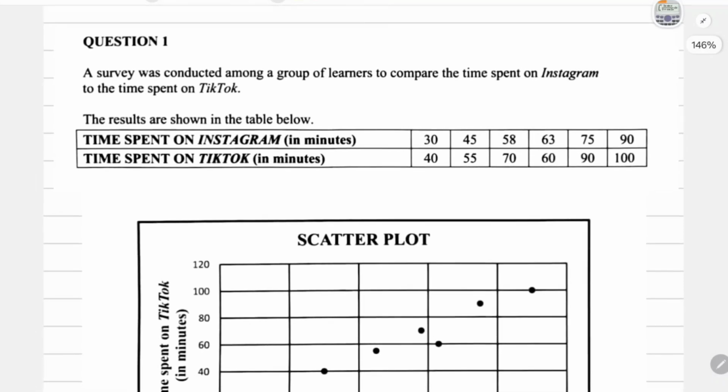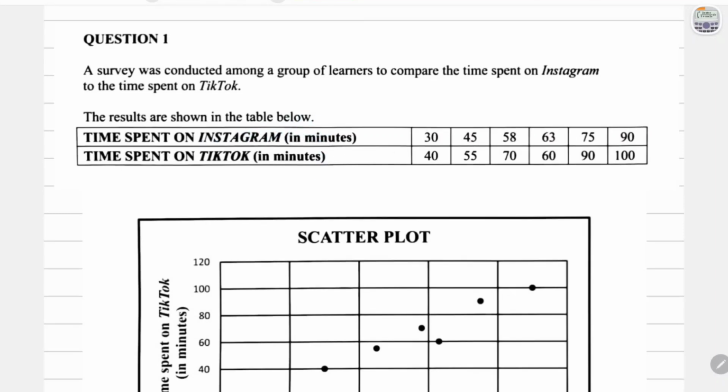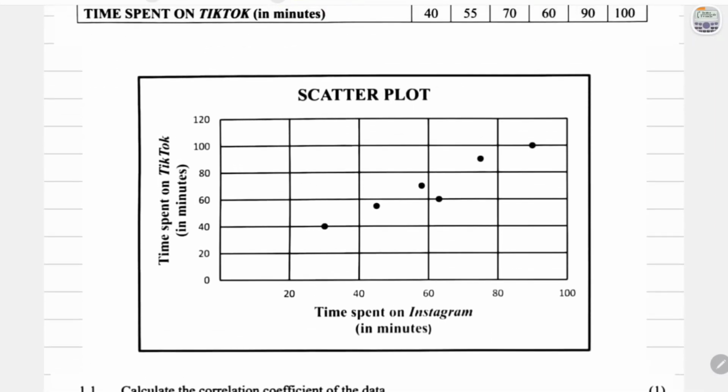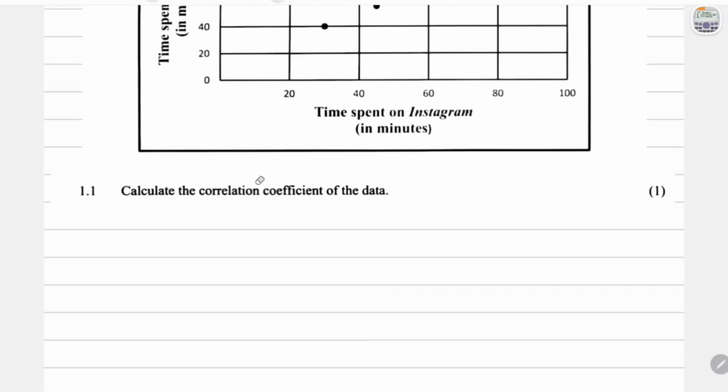So we are on question 1, and question 1 says, a survey was conducted among a group of learners to compare the time spent on Instagram to the time spent on TikTok. The results are shown in the table below. So this is the time spent on Instagram in minutes and the time spent on TikTok. And they're already represented in a scatter plot. As you can see, the time spent on Instagram is on the x-axis and then that's on the y-axis. So the first question, 1.1 says, calculate the correlation coefficient of the data.